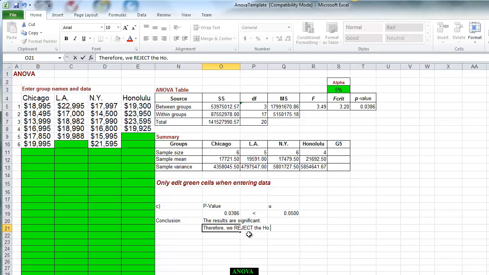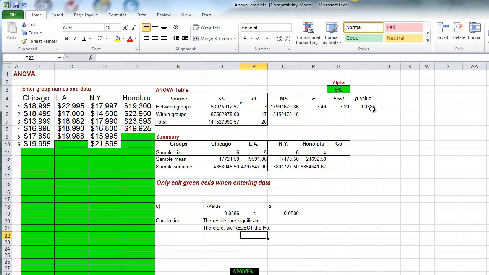Just to review with you, the degrees of freedom, because there are 4 classes, between the groups, we take the number of classes minus 1, which is 3. The total sample size would be 21, and 21 minus 1 gives us 20. The difference between the 20 and the 3 is 17, and that's within the groups. So that gives you the degrees of freedom if you were going to use an F table, which gives you the critical F value. Notice that the calculated F is greater than the critical F, and therefore we also reject the null hypothesis that way.